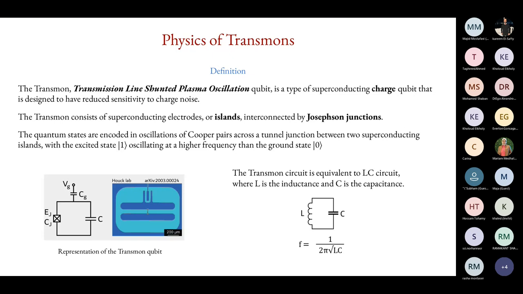It is still an LC circuit, but the special thing about the transmon circuit is that the inductance is actually substituted by a Josephson junction, which has an energy and a capacitance. Okay, now we will see the difference between the energy spectrum of an LC circuit and the energy spectrum of a transmon qubit circuit. And that's where we will draw the main conclusion of why the transmon is actually a good qubit.